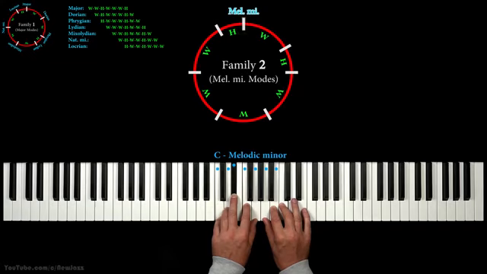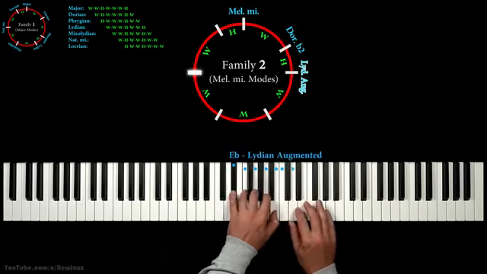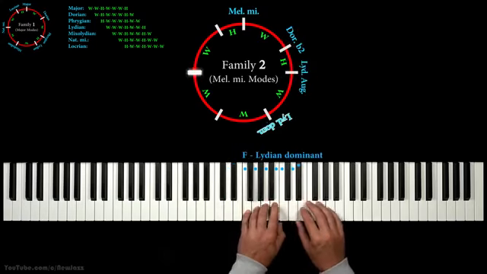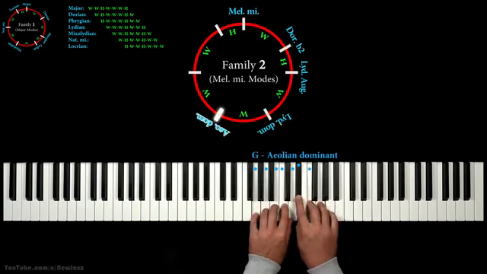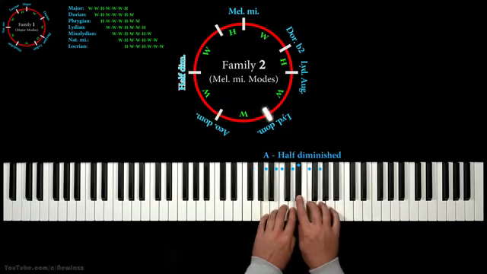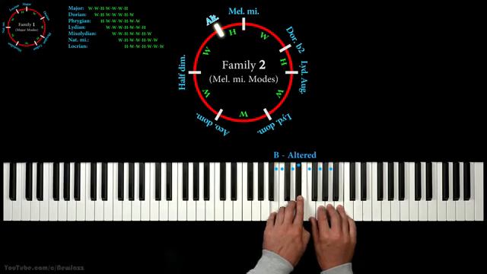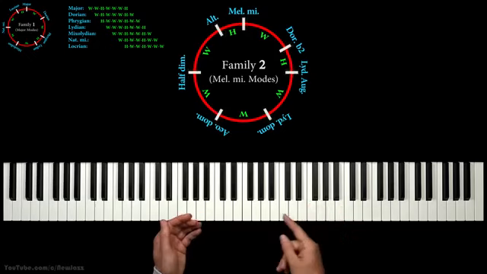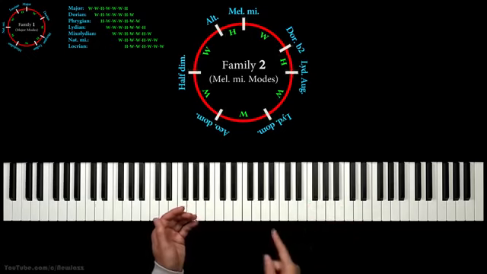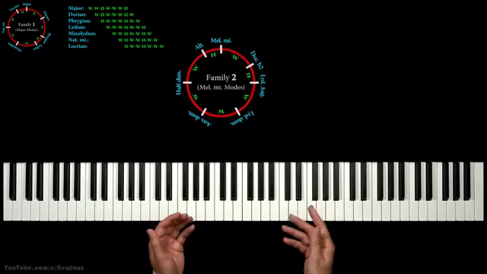So, here we have the second degree, third degree, fourth degree, fifth degree, sixth degree, and seventh degree. Again, all these 7 scales belong to the same family because they all have a specific starting point on the same circular interval pattern. Let's write down the interval steps of each scale.